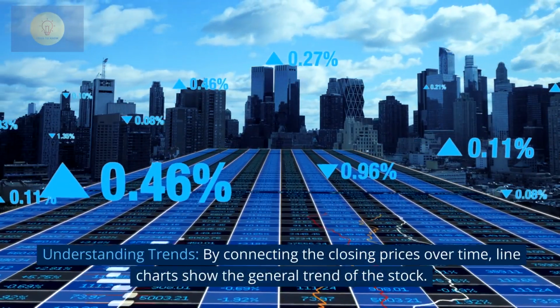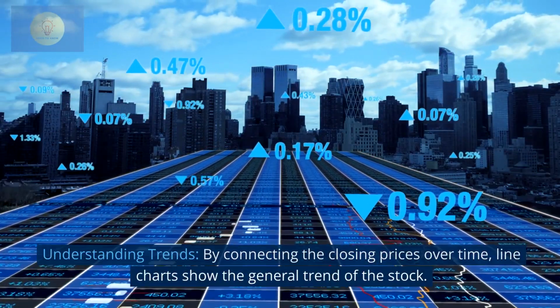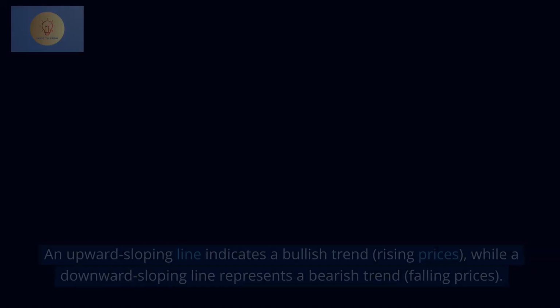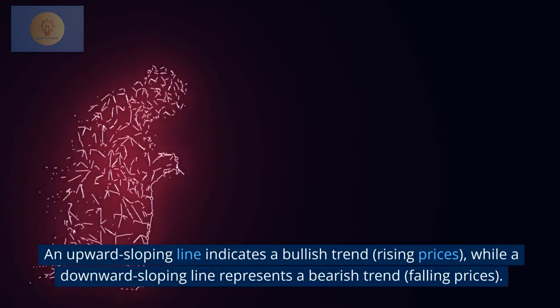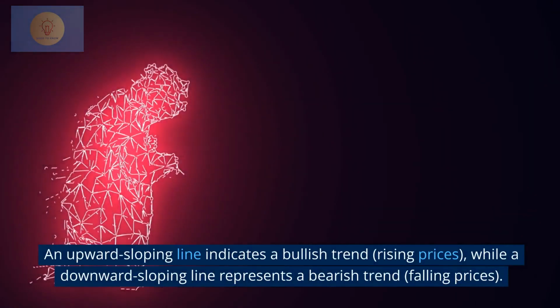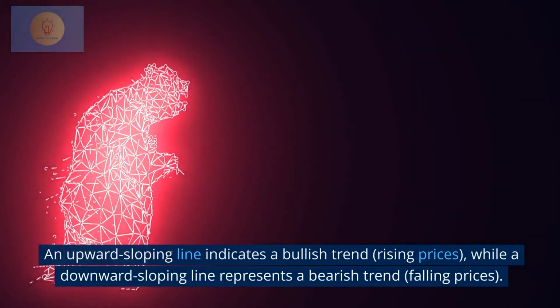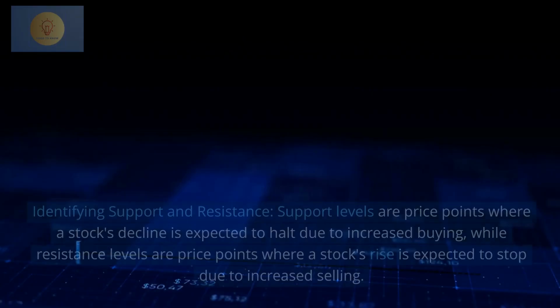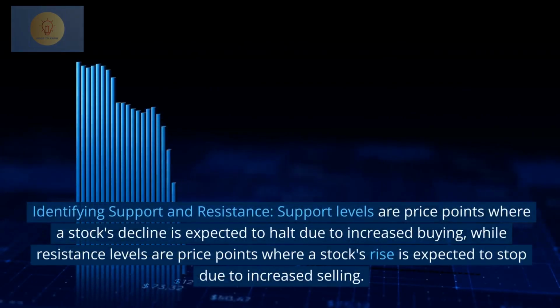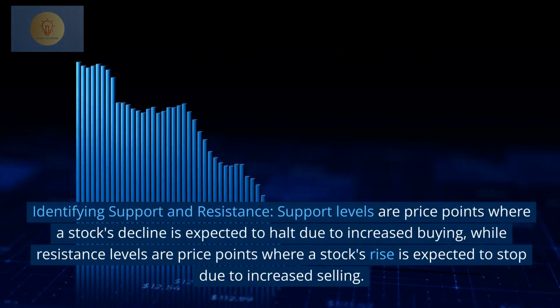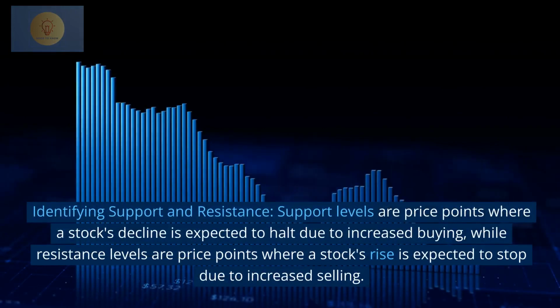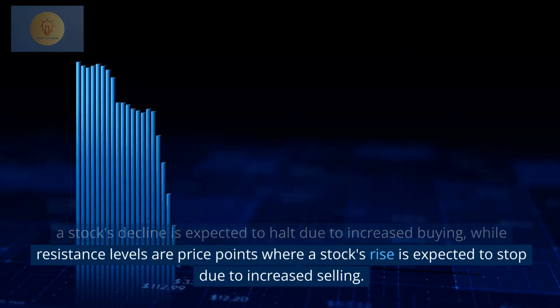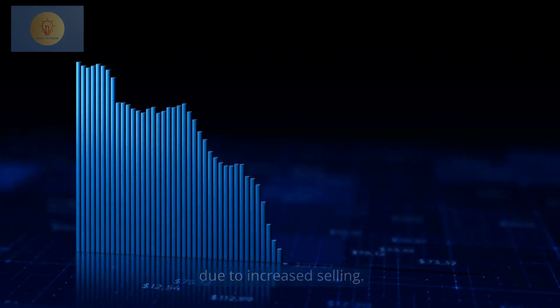By connecting the closing prices over time, line charts show the general trend of the stock. An upward sloping line indicates a bullish trend, rising prices, while a downward sloping line represents a bearish trend, falling prices. Identifying support and resistance. Support levels are price points where a stock's decline is expected to halt due to increased buying, while resistance levels are price points where a stock's rise is expected to stop due to increased selling.